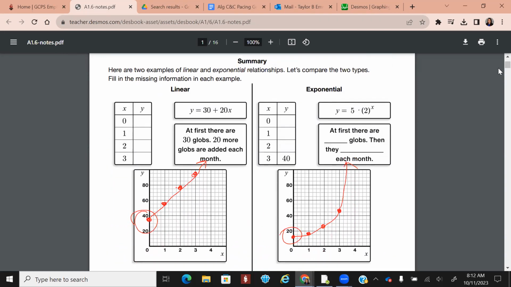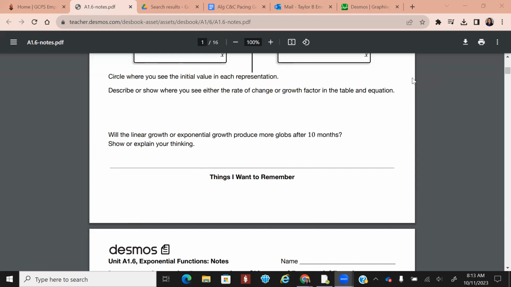Okay, where do you see the growth factor or the rate of change? The rate of change is my slope for linear, also known as rate of change. Okay, the growth factor is this 2. After 10 months, which one's going to produce more?